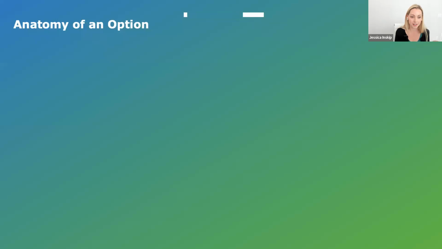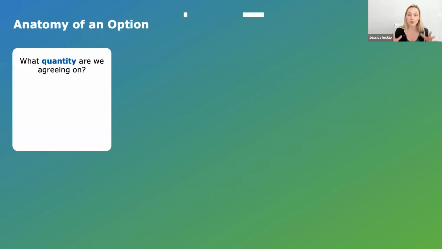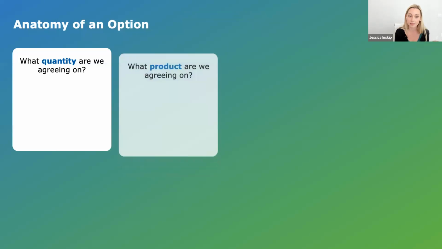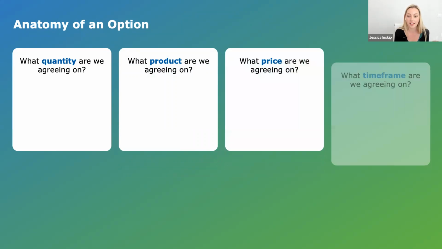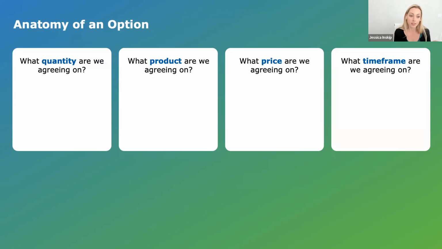All right, so let's start with the anatomy of an option. So an option is essentially a contract between a buyer and a seller. And with any contract, you ask these questions. What quantity are we agreeing on? What's the product within this contract? What price and what time frame? That is depicted as the contract amount. So the quantity is the contract amount.